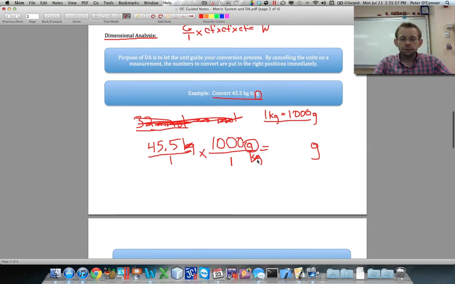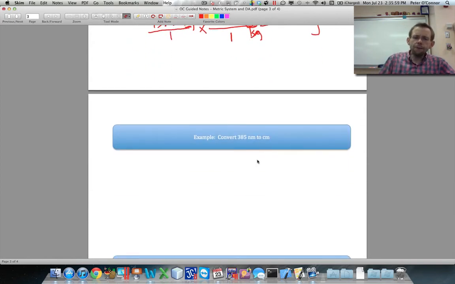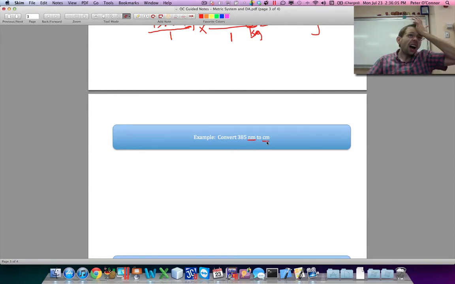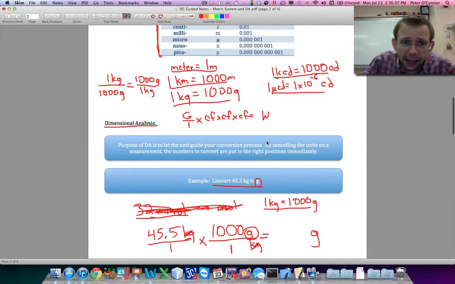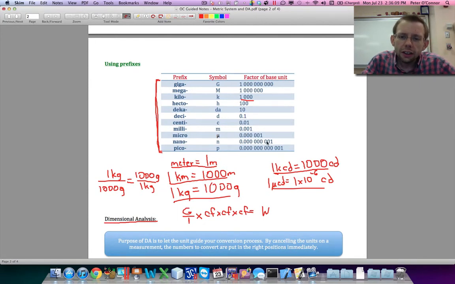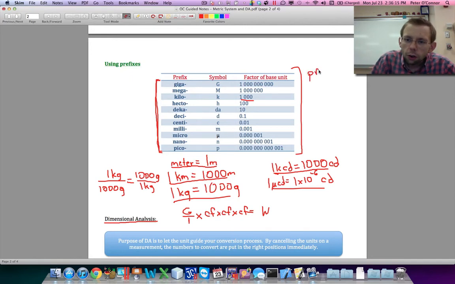All right? What if I want to do one that goes from one prefixed unit to another prefixed unit? Is there a table for that? Oh, no. This table right here gets me from any prefix to the base. So this thing allows me to go from any prefix to the base unit. All right? So this doesn't go from prefix to prefix.